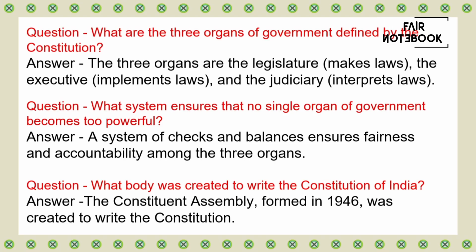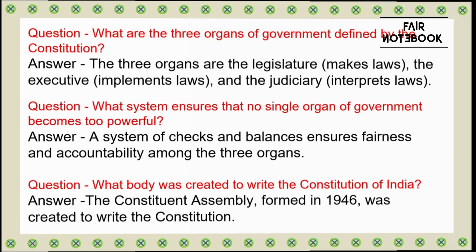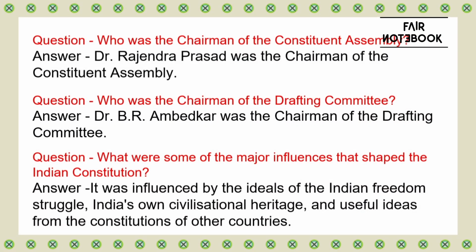Question: what body was created to write the Constitution of India? Answer: the Constituent Assembly, formed in 1946, was created to write the Constitution. Question: who was the chairman of the Constituent Assembly? Answer: Dr. Rajendra Prasad was the chairman of the Constituent Assembly. Question: who was the chairman of the drafting committee? Answer: Dr. B.R. Ambedkar was the chairman of the drafting committee.